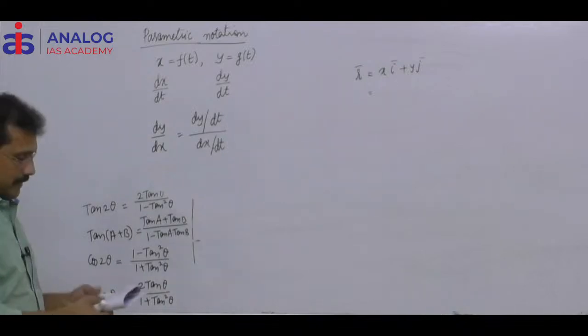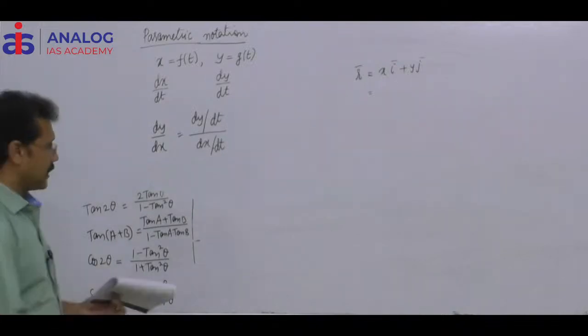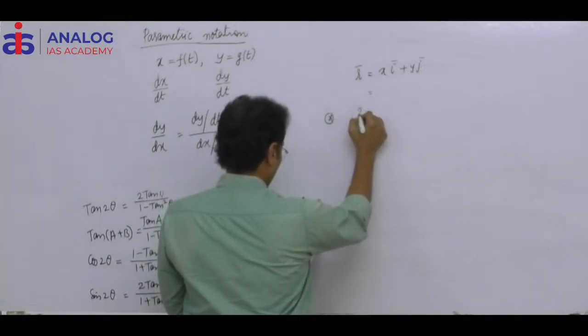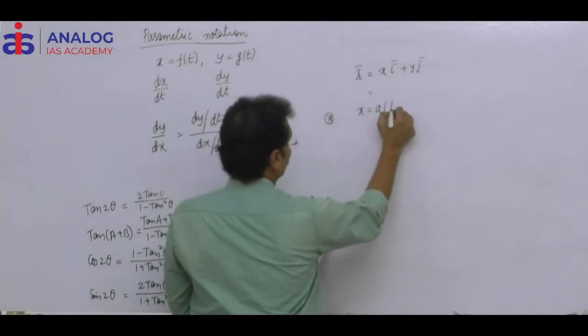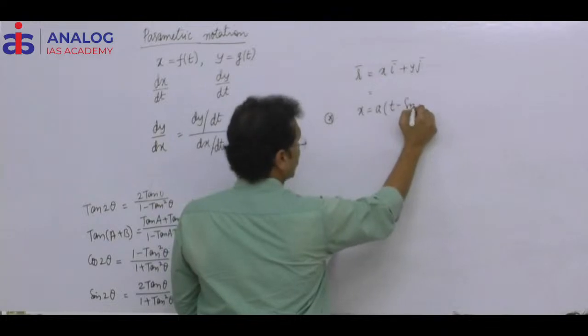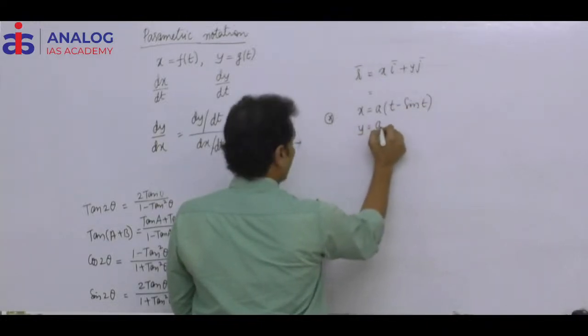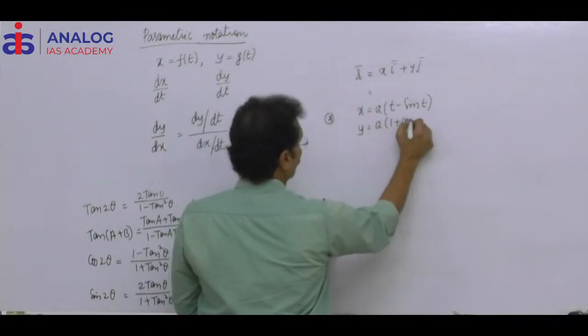Okay, fine. Take a question. Find the differentiation of x equal to a into (t minus sin t), y equal to a into (1 plus cos t).